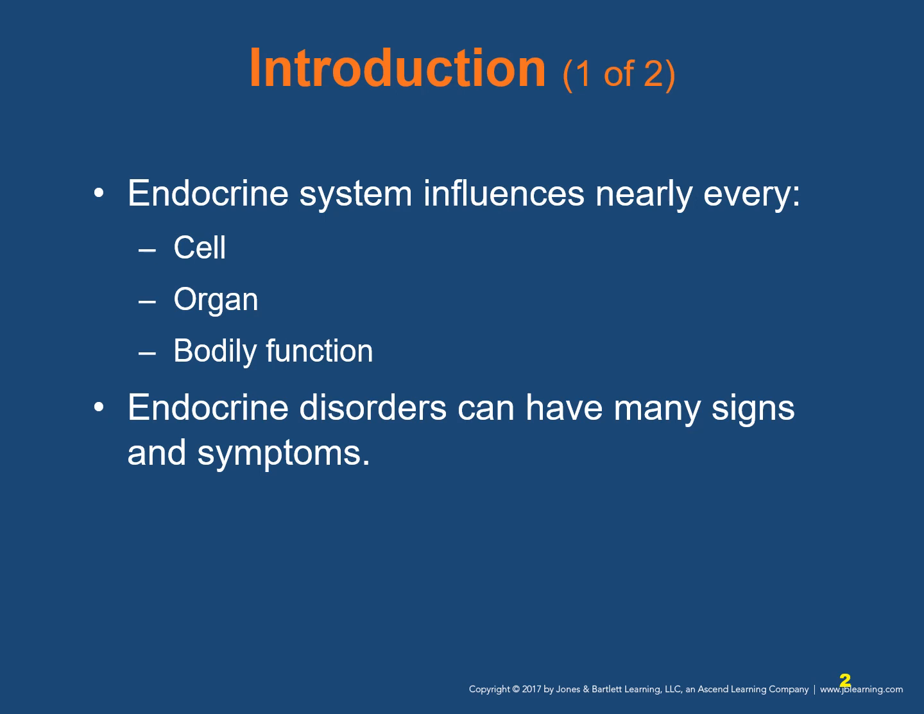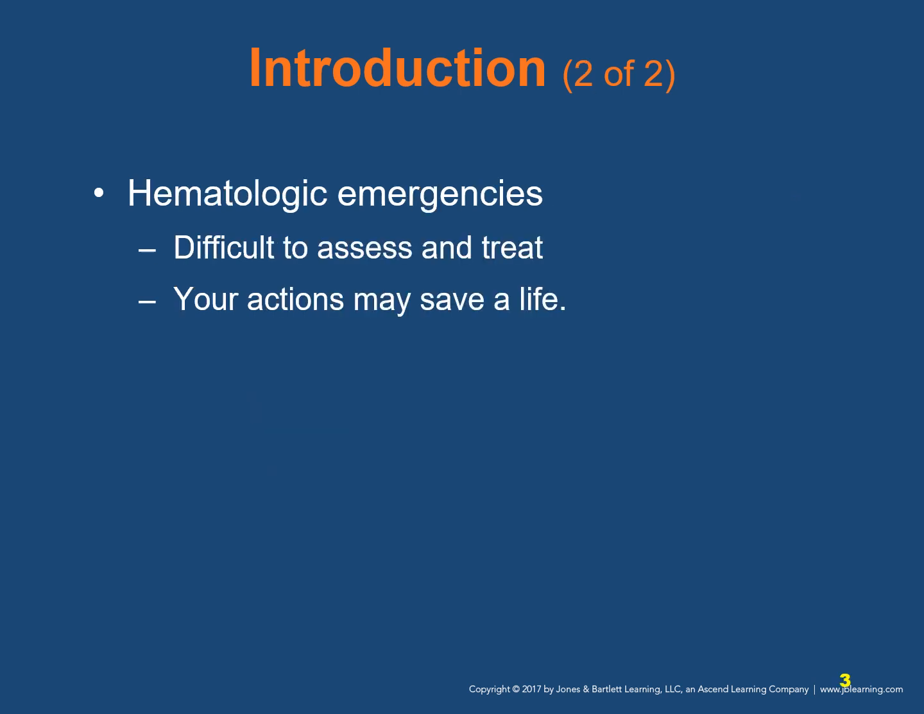The human endocrine system, directly or indirectly, influences nearly every cell, organ, and bodily function, and endocrine disorders are often seen with a multitude of signs and symptoms. Hematologic emergencies are difficult to assess and treat in a pre-hospital setting. Your actions may save a patient's life.